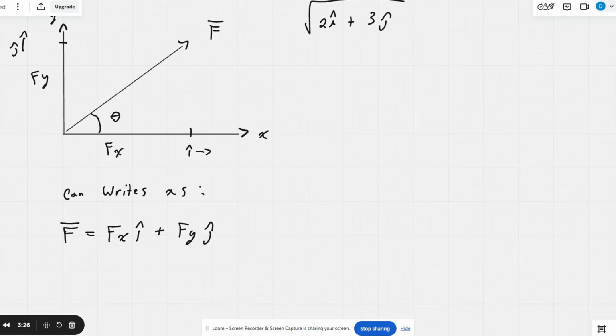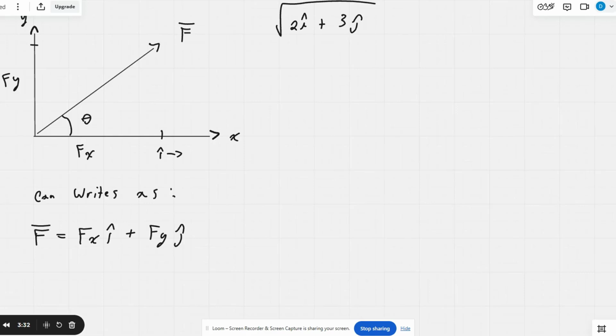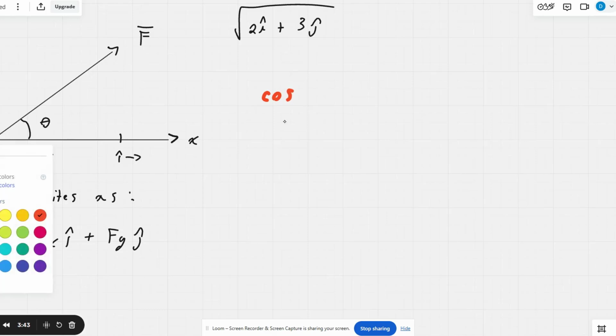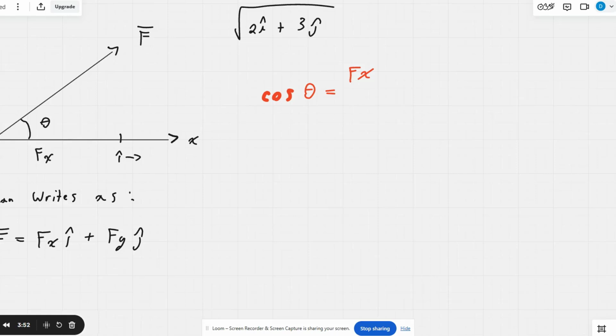But this sets us up, because what we can do is figure out from our components, if we know our magnitude, we can say that cosine of theta equals f of x, because it's adjacent over hypotenuse, over the magnitude of f. Because this would be our adjacent, and this would be our hypotenuse, and this would be our opposite.